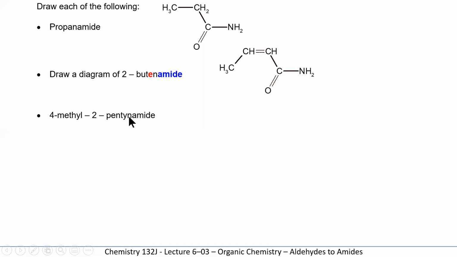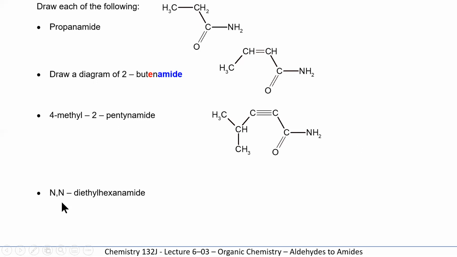In this case, we have a pentynamide, which indicates there's a triple bond between the second and third carbons. It's a 5-carbon amide. So here we go, 1, 2, 3, 4, 5 would be the numbers of the carbons. The numbers are determined by the presence of the amide group on the end carbon. And you can see there's the second carbon triple bonded to the third carbon, which is what the 2 tells us. And on the fourth carbon, there is a methyl group attached, where the 4-methyl comes from.